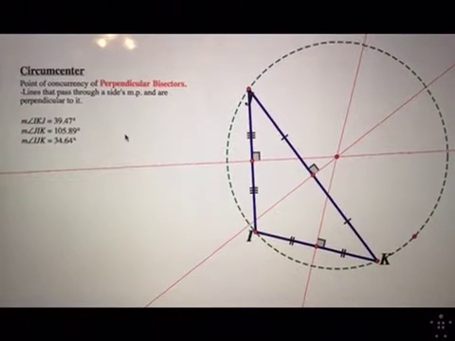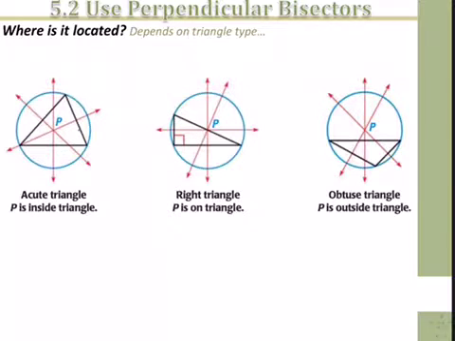So, that being said, here's this. Basically saying that the location of the circumcenter is going to depend on the type of triangle that we have. So if it's an acute triangle, then P is going to be inside of it. If it's a right triangle, then it's going to be on it. More specifically, it's going to be on the midpoint of that hypotenuse. And if it's an obtuse triangle, then P, the circumcenter, is going to be outside of the triangle.